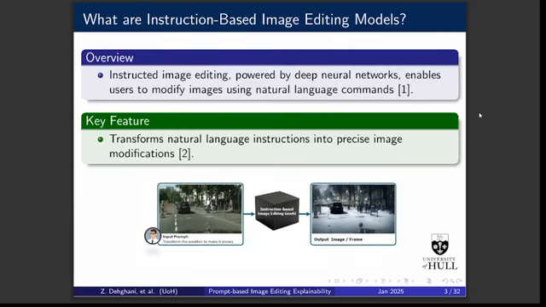What are instruction-based image editing models? Imagine giving simple text instructions like "make this image snowy" and watching your photos transform instantly. This is the power of instruction-based image editing, but like most AI systems, these models are often black boxes, leaving us guessing about how they work or why they fail. And as they are used in critical applications like autonomous driving and healthcare, their transparency is crucial.